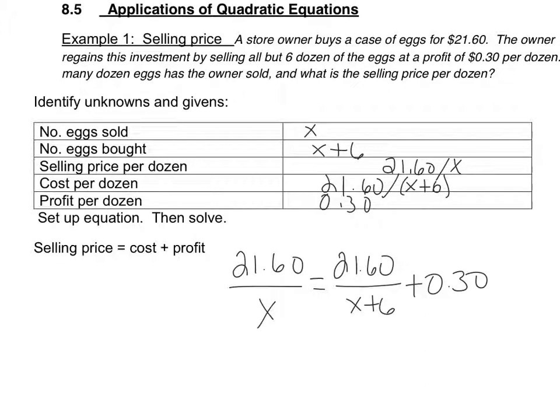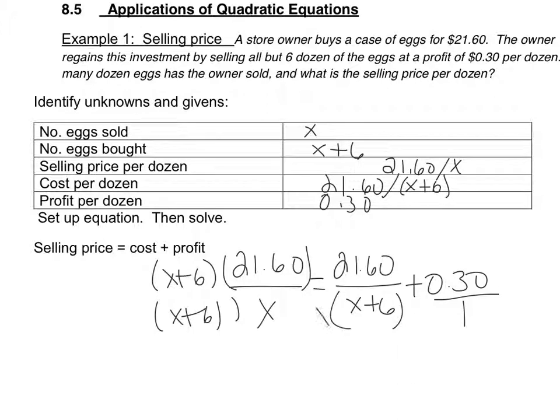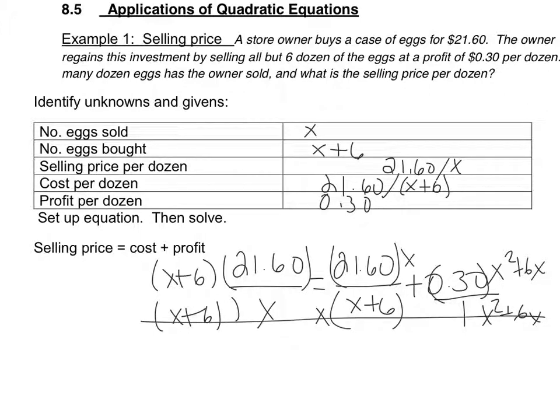So now what do we need to do? Get the common denominator. So this one, I would have to multiply by X plus 6. This one I'd have to multiply by X, and this one I'd have to multiply by both. So I'm going to make it X squared plus 6X. And then the denominator is the same, so we can get rid of it.